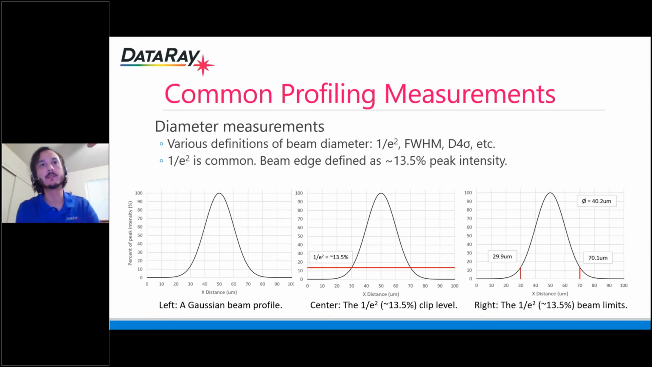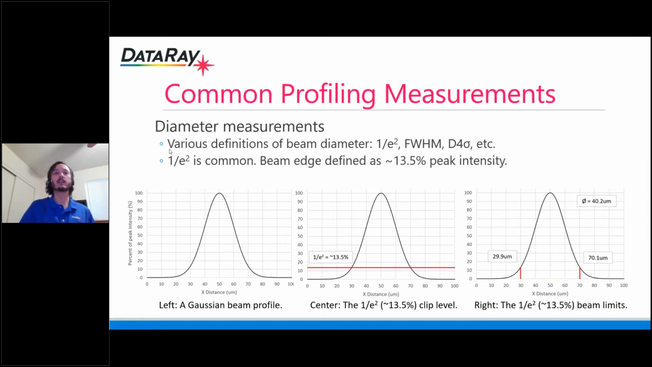So to go into some of these measurements a little bit more, we're going to start with something very, very common. Diameter measurements in beam profiling are one of the most common measurements. There's various diameters for a beam diameter. Because the tails of a truly perfect Gaussian beam will trail on for a long time, we have to set a limit where we can define the beam edges. So 1 over e squared is a very common method for this. Full width at half maximum and D4 sigma are also very common.